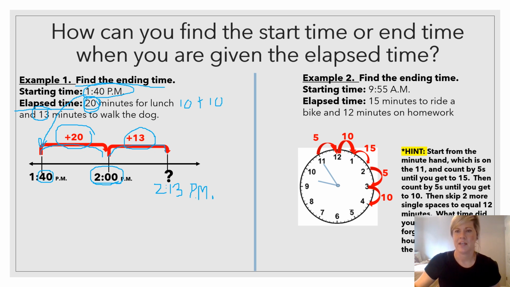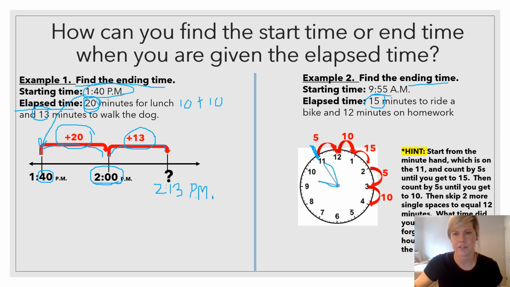Example 2, we're still finding the ending time. The start time is 9:55. You see the clock is already labeled 9:55. It takes 15 minutes to ride a bike and 12 minutes on homework. That's the amount of time that we're spending. So we start at the minutes, which is 55 right here.